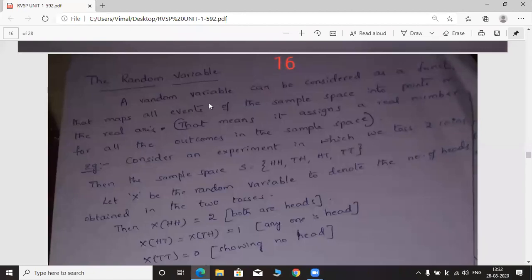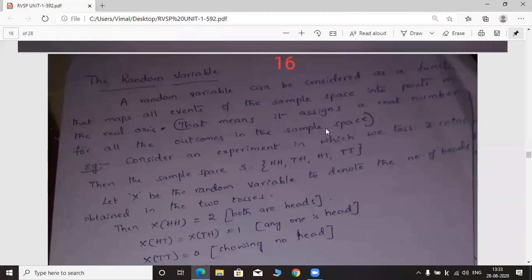What is the definition of random variable? A random variable can be considered as a function that maps all events of the sample space into points on the real axis. That is the definition of random variable. Now I will explain one example for this, then you can understand very easily the meaning of random variable. Within the brackets, the simplified definition is also written: it assigns a real number for all the outcomes in the sample space.